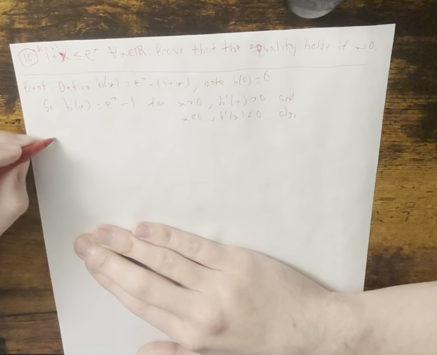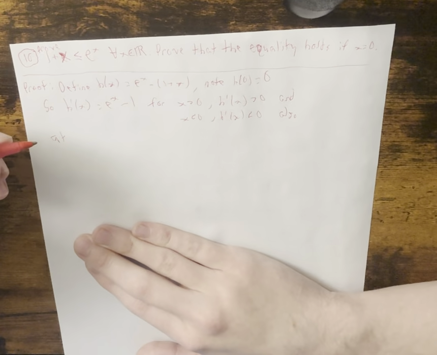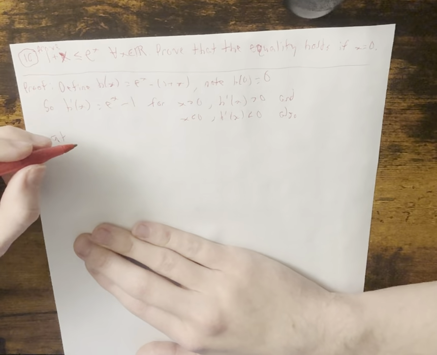Also, maybe we don't need to say, do we need to consider where h prime is 0? Let's think about that. That would tell us this would be 0, and so it would be constant there. Which I don't think is relevant, but we'll write it. Why not? H prime 0 is 0.